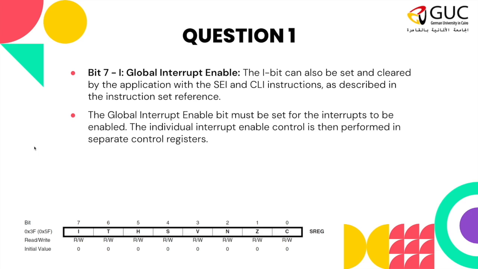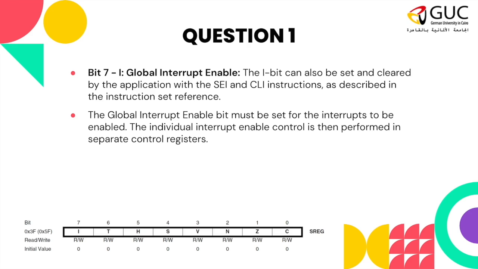The global interrupt enable bit must be set for the interrupts to be enabled. The individual interrupt enable control is then performed in separate control registers. If you know the concept of interrupts, if I am executing my program or a list of instructions, I may be interrupted. An interrupt means that the microcontroller will stop performing what it is performing, go execute another function or method, and return back to continue my old program.